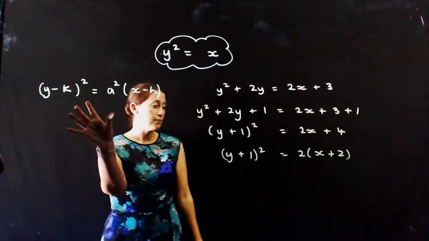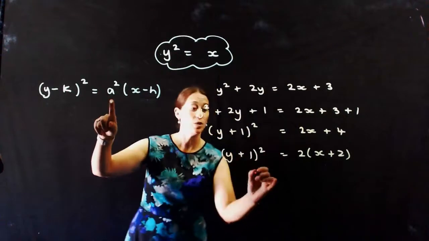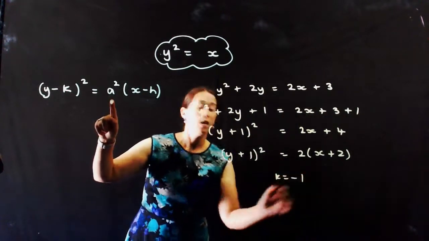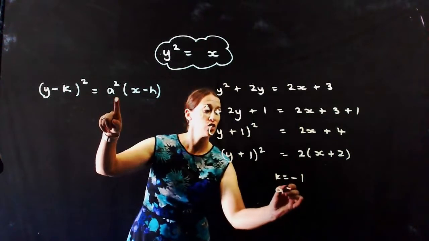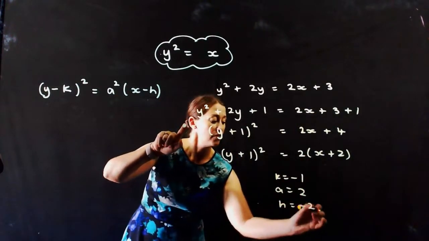That's now in this form here, where we can see that this is the value of k. Obviously, k will be -1. This is the value of a, so a has a dilation factor of 2. And -2 is the value of h.